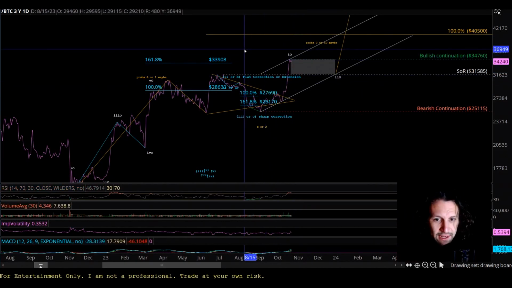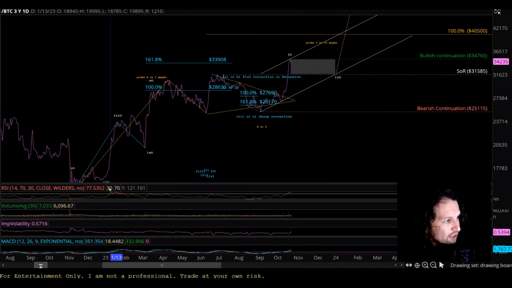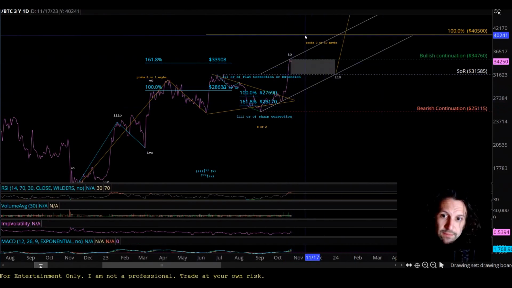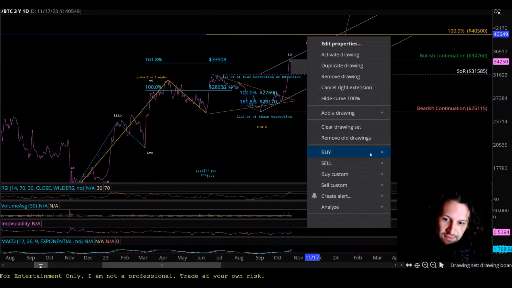So Bitcoin caught my eye. I just wanted to put these thoughts down. This is what I'm kind of looking at. Big motive trend up for A, triangle for B, and now it looks like we're starting wave C, which could be very strong. And if we look at this, it will be great. People are going to love this.